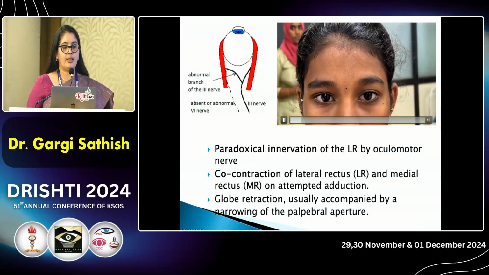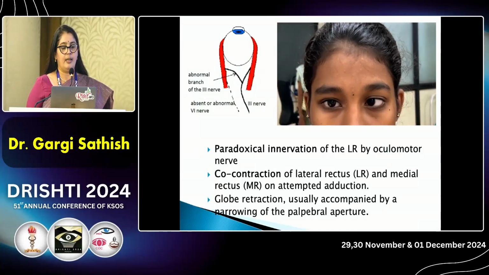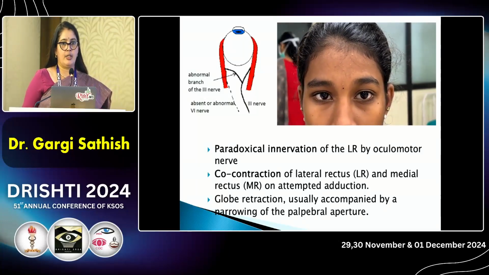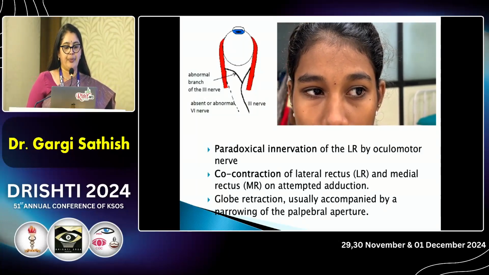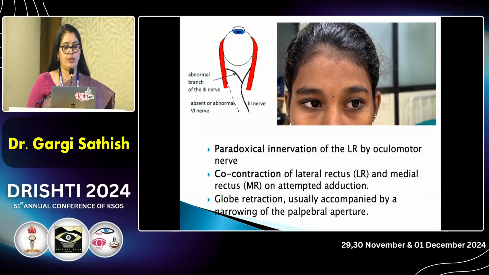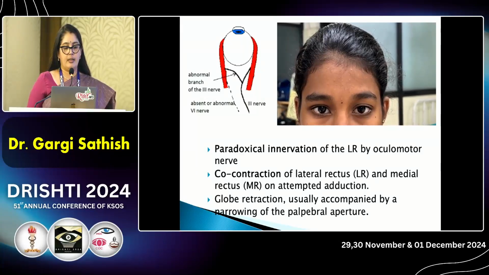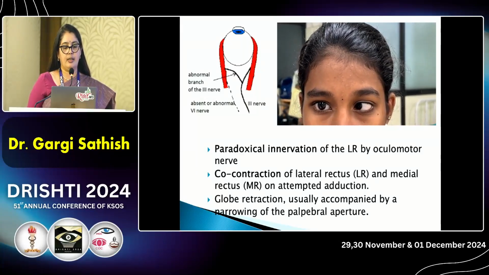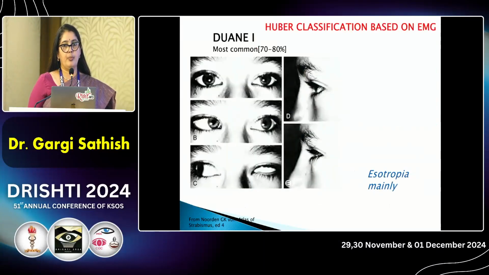Okay, so this is a case of classic type 1 Duane, and somehow during the embryonal stage, there occurred a problem, and there is a paradoxical innervation of the lateral rectus by the oculomotor nerve, and there is limitation of abduction and the classic co-contraction of LR and MR causing globe retraction and narrowing of palpebral aperture on adduction. So this is a Huber's classification.